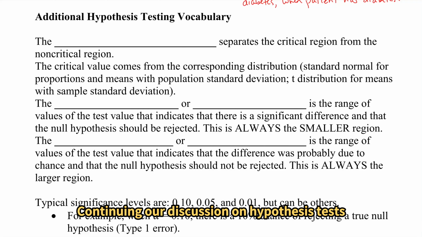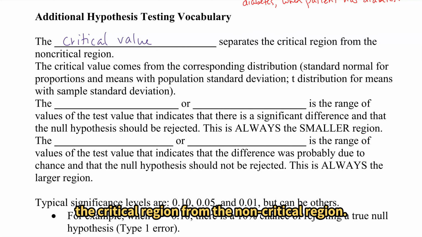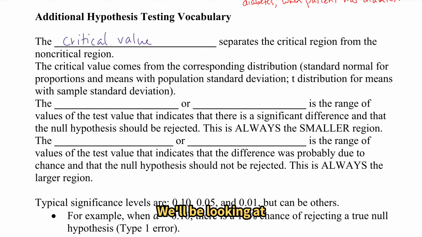Continuing our discussion on hypothesis tests in part 3, the critical value separates a critical region from the non-critical region. We'll be looking at tests that either use the normal distribution or the student t-distribution to start, at least for chapters 8 and 9. When we move into chapter 11, we'll pick up 2 new distributions that we'll use for special hypothesis tests in those chapters, but the ideas are all the same.